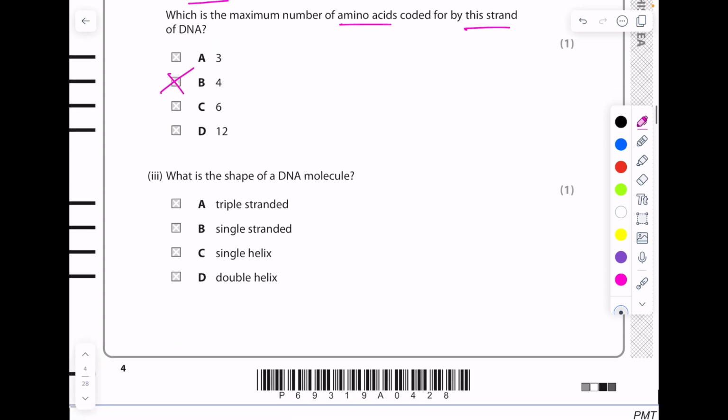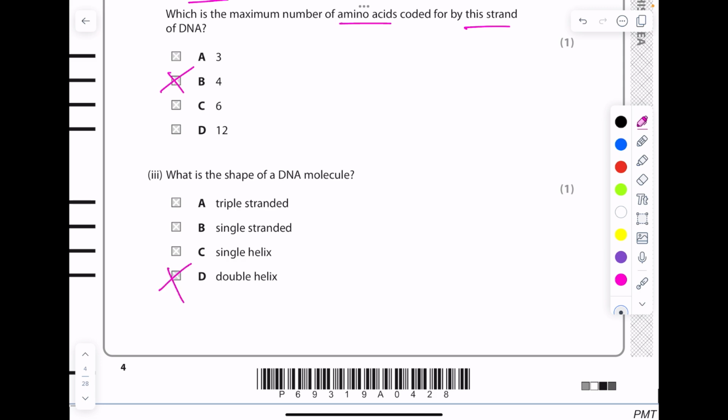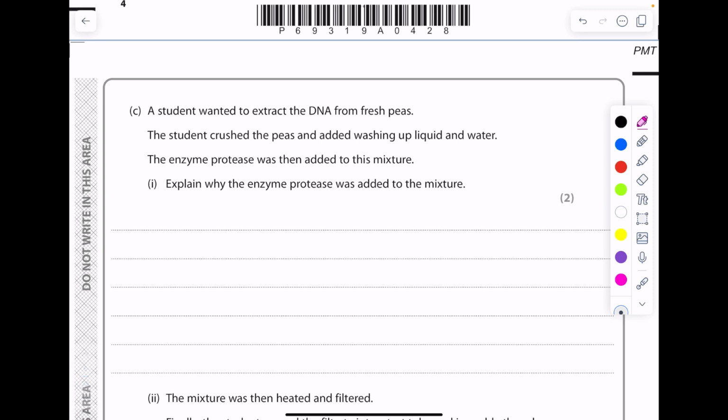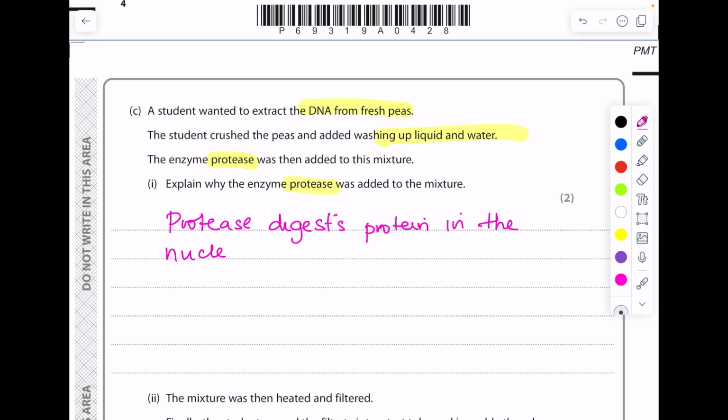What is the shape of a DNA molecule? Remember, it has a characteristic double helix shape. A student wanted to extract the DNA from fresh peas. The student crushed the peas, added washing up liquid and water. The enzyme protease was then added. Explain why protease was added. What does protease do? Well, it digests protein. In the nuclear membrane, because remember, the DNA is found within the nucleus.